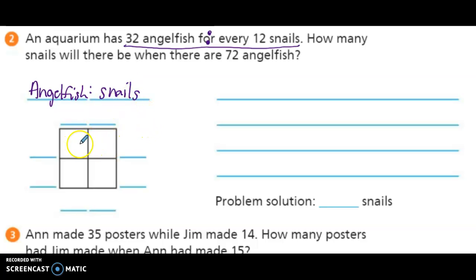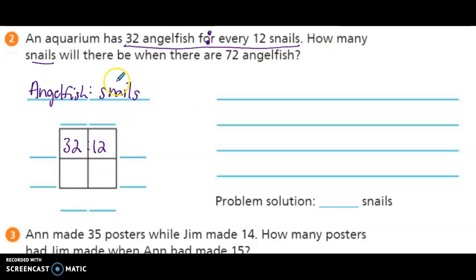And then I fill in the first row with the given ratio from the word problem. So you have to go back and read it again. Go ahead and do so. 32 to 12 is the given ratio. And then the second row will be where the question is. How many snails? Ooh, there's the question. Listening to your ELA teachers, this word how indicates a question is coming up.